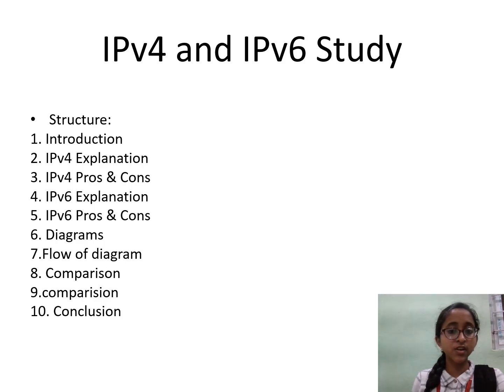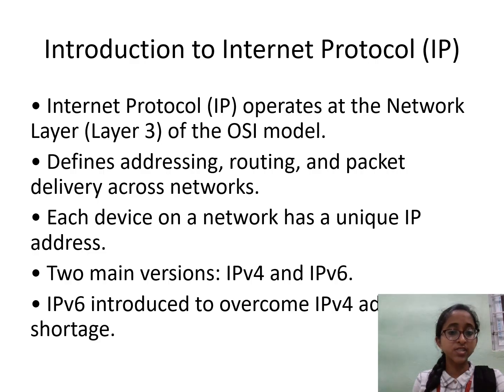The two Internet Protocol versions make communication possible over the Internet. We will understand how data travels across networks, what IPv4 and IPv6 are, and why IPv6 was introduced. The Internet Protocol works at the network layer of the OSI model. It handles addressing, routing, and delivering packets from one computer to another. Every device has a unique IP address, just like your home address.